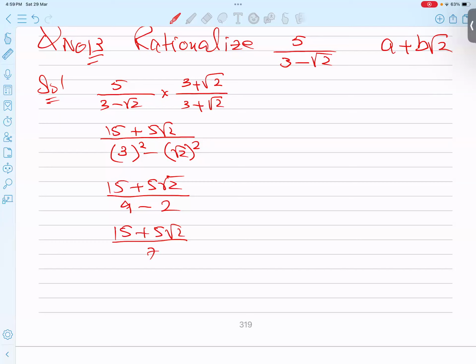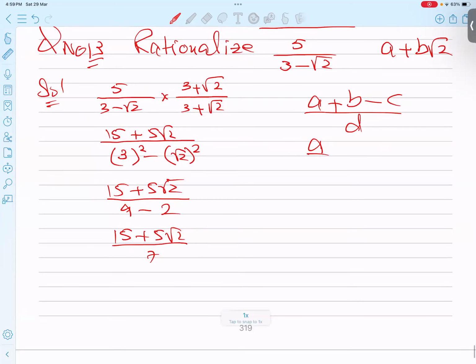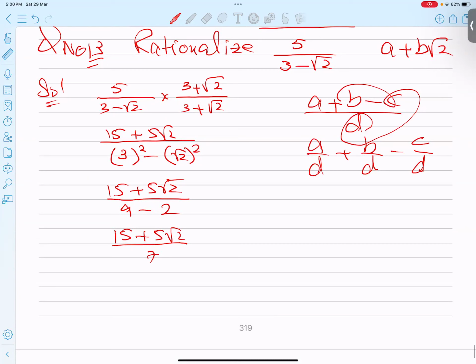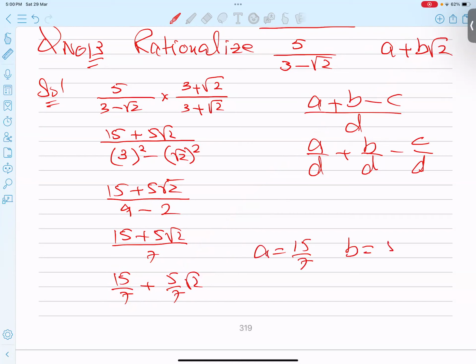Now, a basic algebra criterion I'm telling now. In case of addition and subtraction, if I have (a plus b minus c) over d, this will divide each number: a by d, plus b by d, minus c by d. So this 7 will divide each number, make sure. So 15 by 7 separate and 5 by 7 separate and root alone. So this is the value of A and this is the value of B. I believe you got the point. So A value is 15 by 7 and B value is 5 by 7.